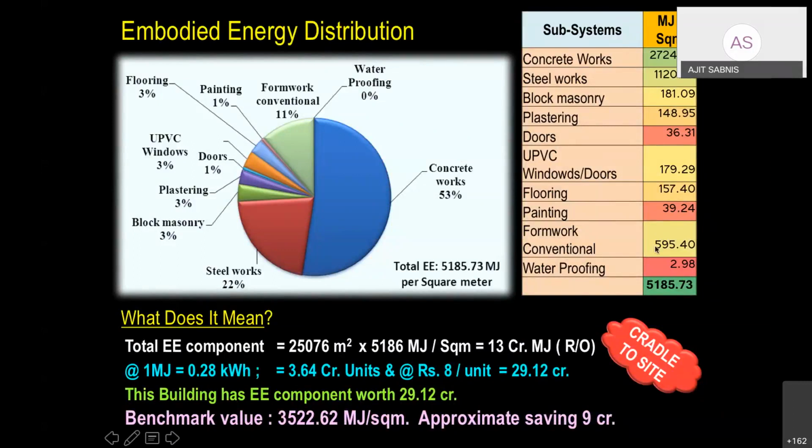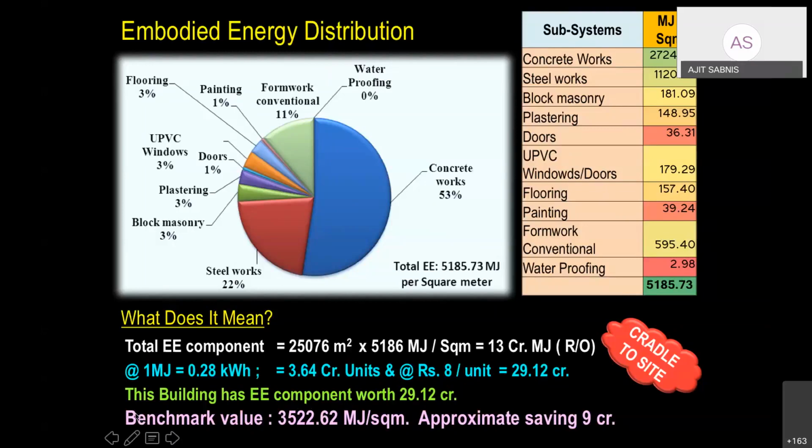Now what does this mean? For example, see, the concrete works has an impact from the embodied energy perspective to the tune of about 53%. Steel works to the tune of 22%, and so on. So what do we understand by this? Total embodied energy for this entire building is approximately, per square meter, we have calculated 5186. So approximately the total embodied energy comes to about 13 crore megajoules, rounded off to the nearest.